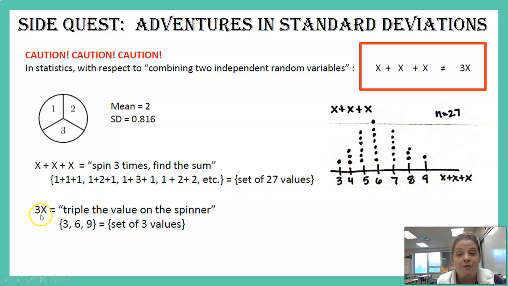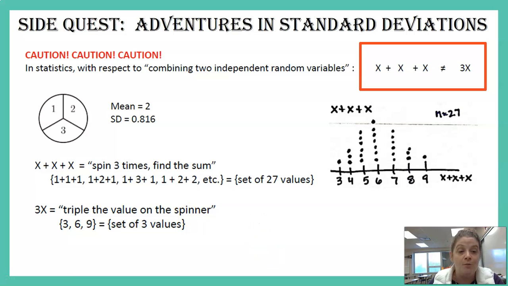Now, if I think about 3x, 3x is saying triple the value on the spinner. Take the x value and triple it. That means I've got 3 values, 3, 6, and 9. So x plus x plus x is like spin, spin, spin, and add the spins. 3x is like saying triple the value on the spinner. There's only 3 things, so that'd be 3. So take your spinner value and triple it. 3, 6, and 9 would be those 3 values.